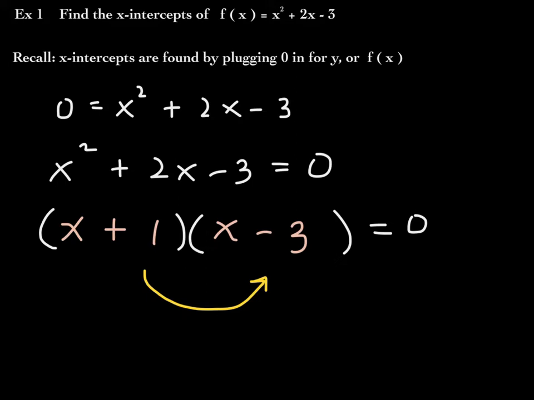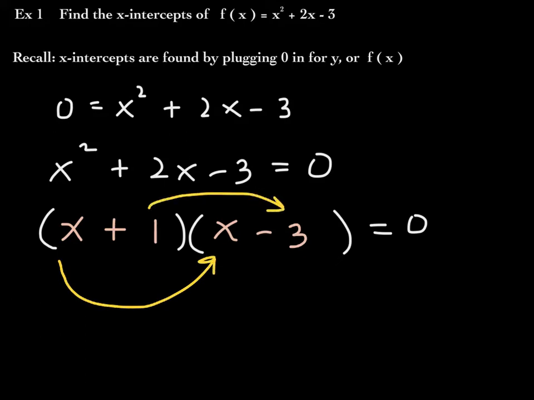Check this out. So we already confirmed that x times x is x squared. That's good. And we confirmed that 1 times negative 3 is negative 3. So we got this term and we got this term. So we're good. But I'm going to show you right now that when I finish distributing, I'm not getting positive 2x.